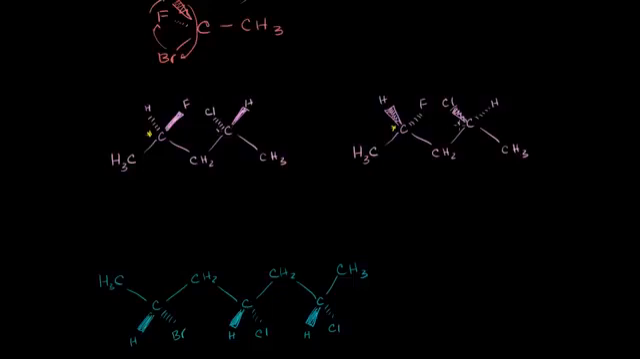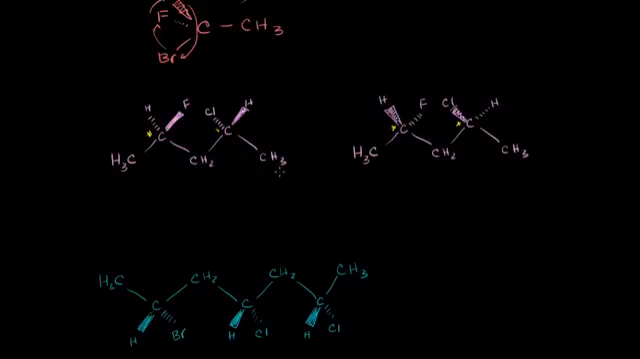So each of these molecules has 2 chiral carbons. And it looks like they're made up of the same things. And not only are they made up of the same things, but the bonds are made in the same way. So this carbon is bonded to a hydrogen and a fluorine, and then 2 other carbons. Same thing, a hydrogen and a fluorine. And this carbon is bonded to a hydrogen and a chlorine. So it's made up of the same constituents, and they're bonded in the same way.